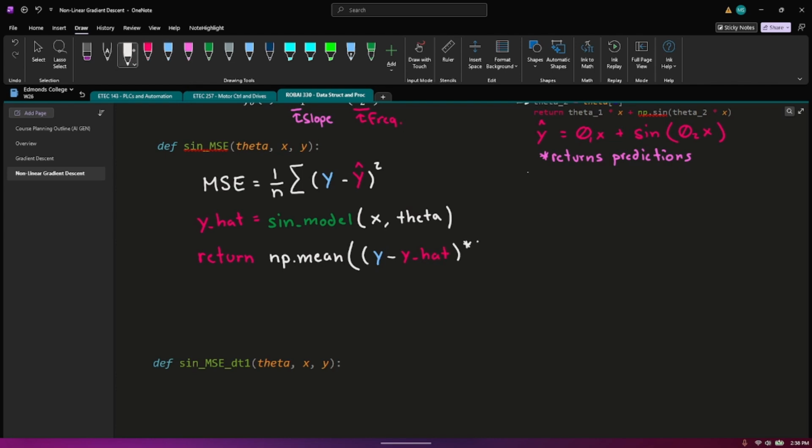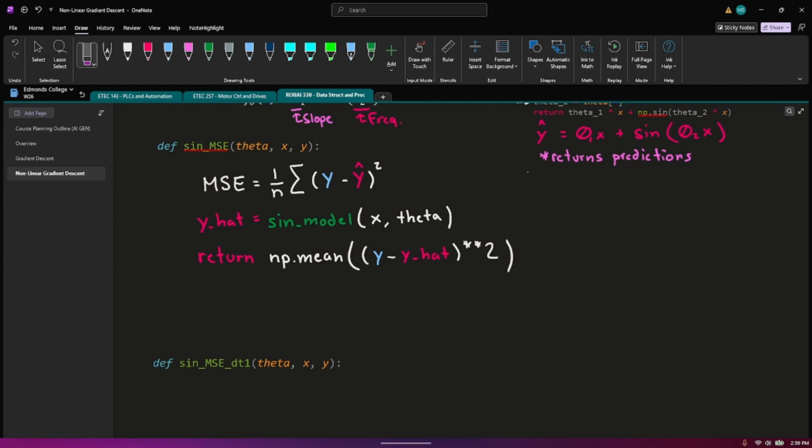Of course, we want to square these, squared, and that's it. This function now returns the value of error for some given thetas. So, what can we do with this?